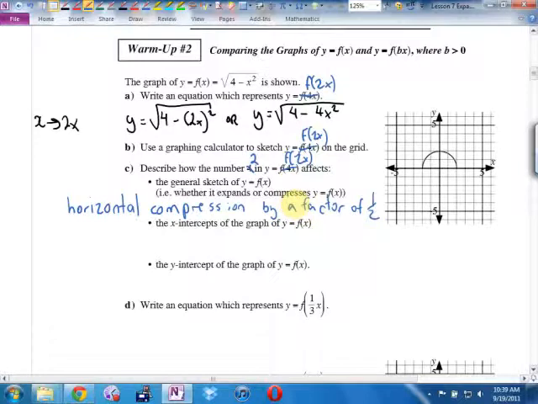How would I graph this? You ready? Let's start right here. Now, horizontal, now I'm thinking x-coordinates. Horizontal, what's my x-coordinate right now on this point? Compress that by a factor of 1/2. Instead of 2 to the right, you know what it's going to end up? 1 to the right, same height though.